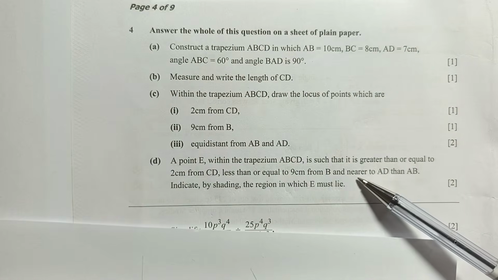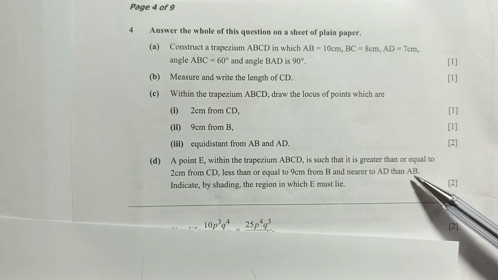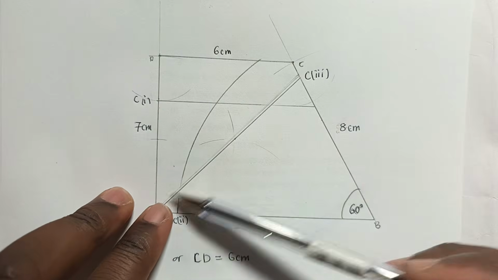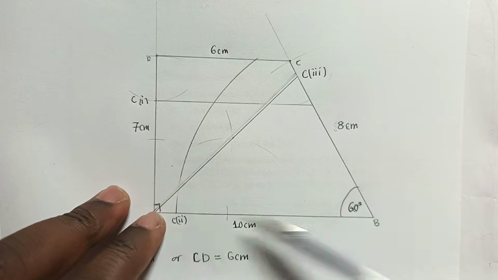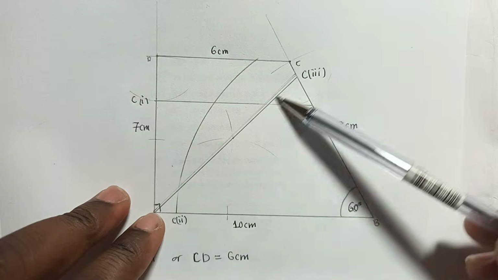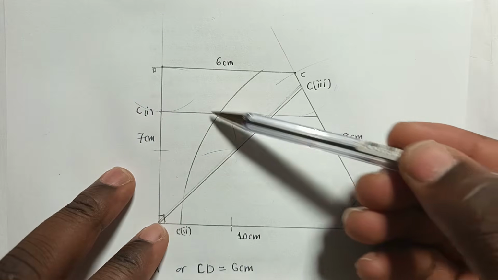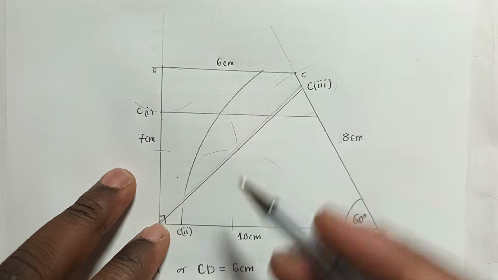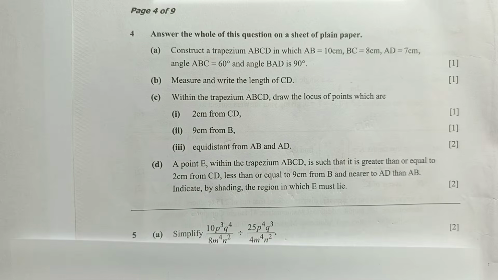And then here they're saying nearer to AD than AB. So AB is here, AD is here. So it's supposed to be nearer. So you see this line, it's the one which is demarcating where AB and where AD is. So this line is what is giving us the point. So the point must be up here. So it's supposed to be greater for this line, it's supposed to be less for this line, and it's supposed to be nearer this side. So the E is supposed to be right here. This is where E is.